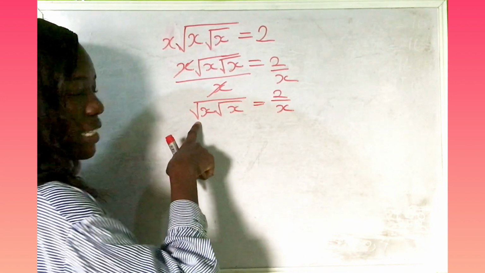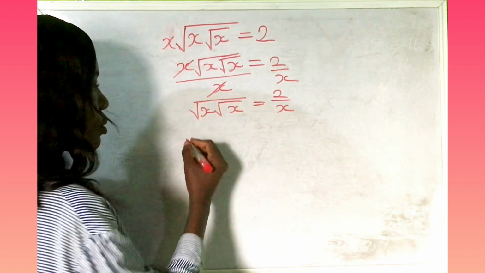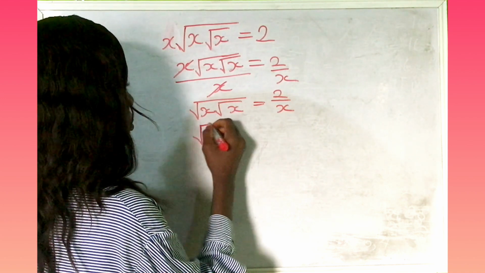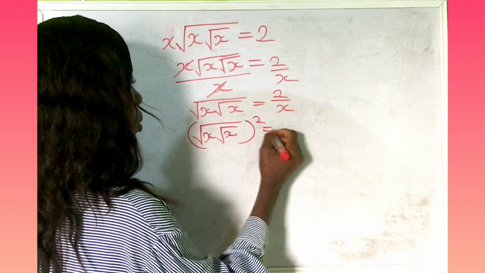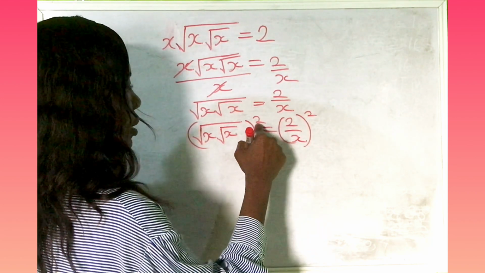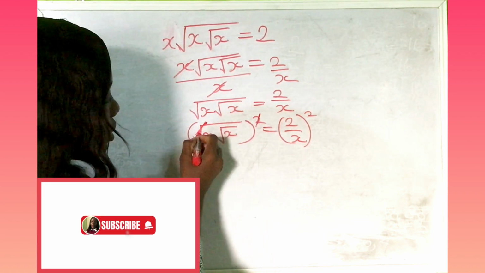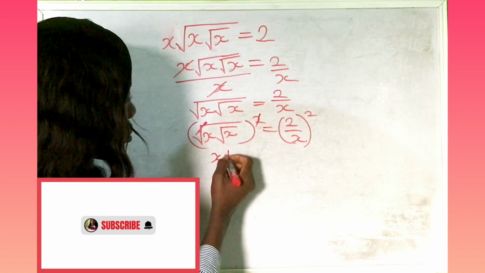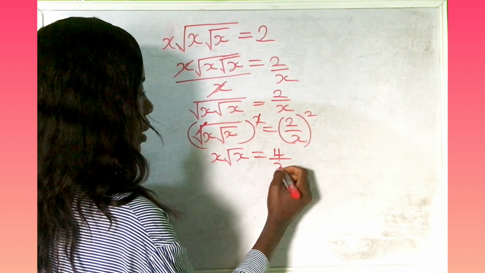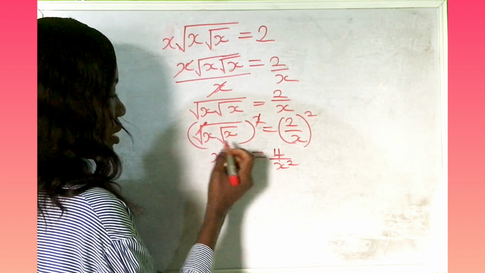Now to eliminate a square root, you apply a square. So now let's apply the square here. (√x)² is equal to (2/x)². Now this square will cancel this one. This square will cancel here. Then we are left with x = 2 squared, which is 4 over x squared. Now, the same thing applies. We'll remove this square root by introducing a square.